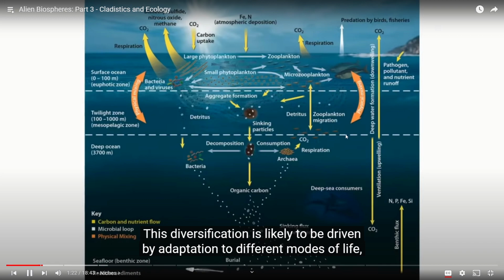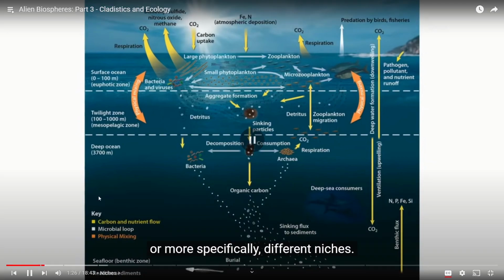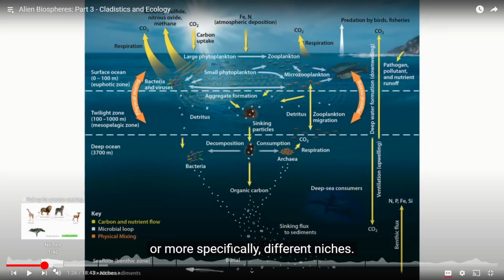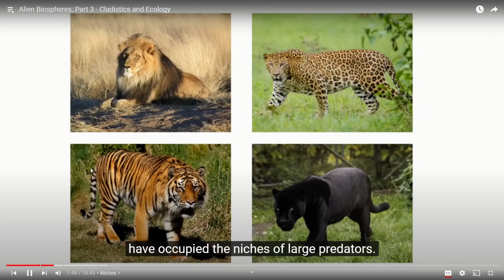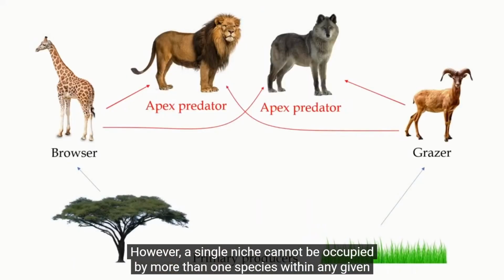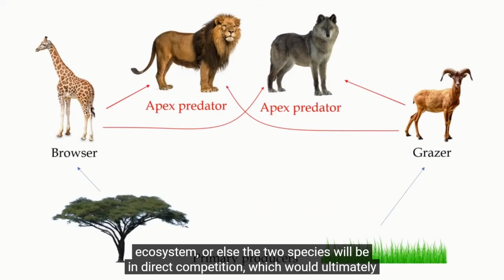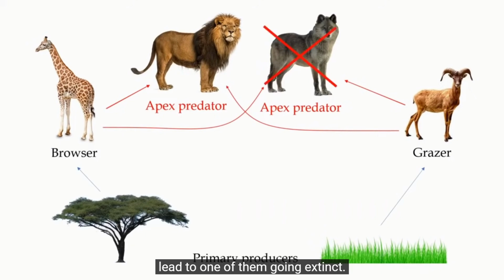This diversification is likely to be driven by adaptation to different modes of life, or, more specifically, to different niches. Let me go back to where we were. Cats have occupied the niches of large predators. However, a single niche cannot be occupied by more than one species within any given ecosystem, or else the two species will be in direct competition, which would ultimately lead to one of them going extinct.